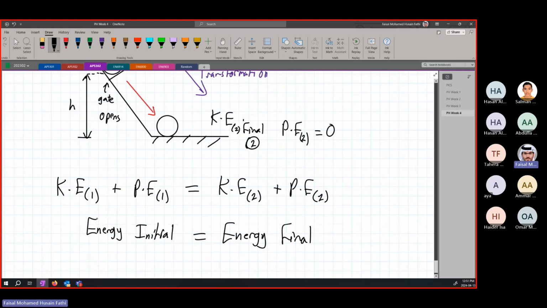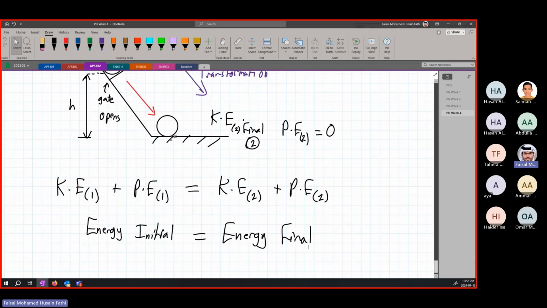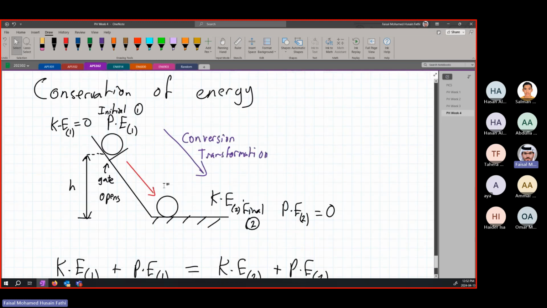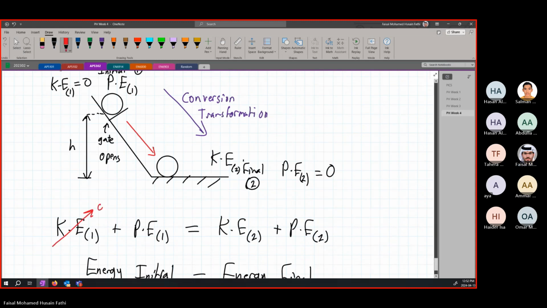Because what the law says is energy cannot be created nor destroyed. You cannot create energy, you cannot destroy energy, but you can transfer or transform energy. And the energy is always going to be transformed into another type of energy. It cannot just disappear into the air. So the conservation of energy is going to be basically this formula. All the energy in the initial phase has to be equal to all the energy at the final phase of a specific object. In this case, we know that kinetic energy 1 is equal to 0. And we know that potential energy 2 is equal to 0.